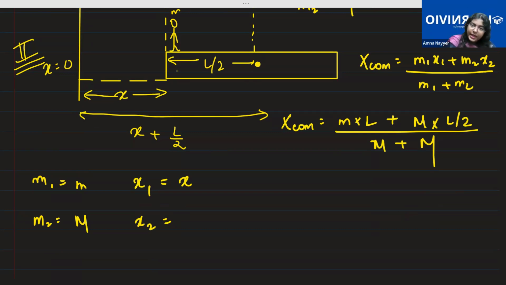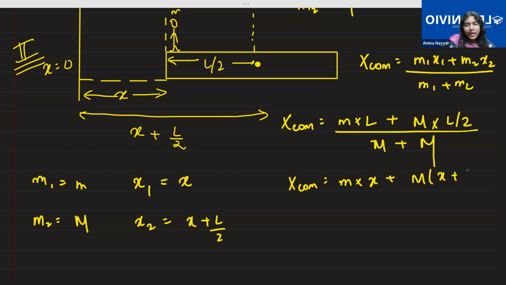So look, the plank has been shifted by x and already L by 2 was present as the length. So the total separation becomes x plus L by 2. If I calculate the center of mass for this one, it will be m into L, plus capital M into x plus L by 2, divided by small m plus capital M. Got it? That is the second part.